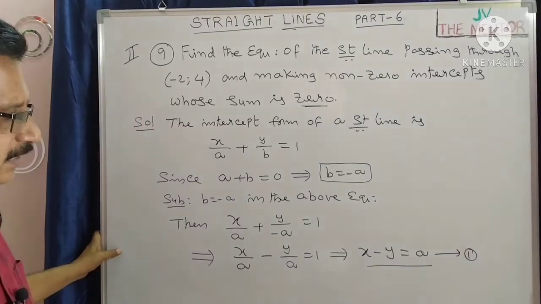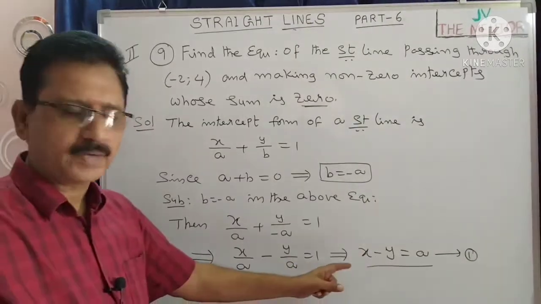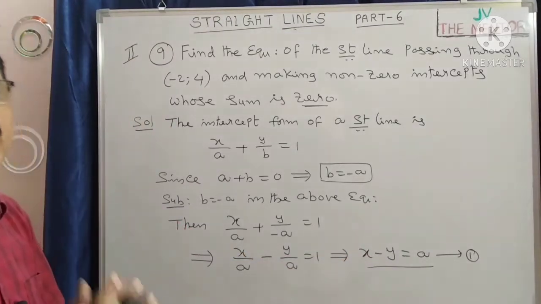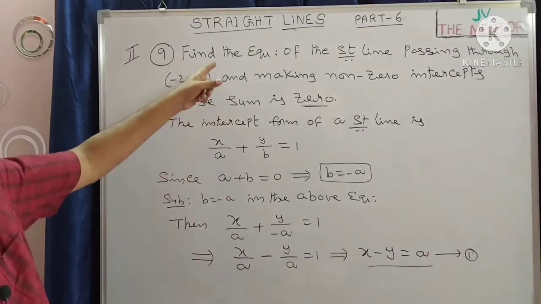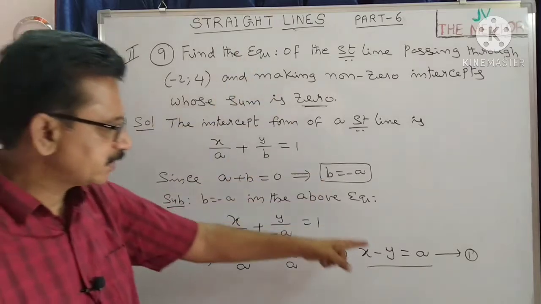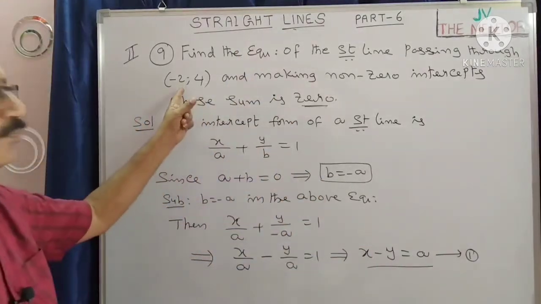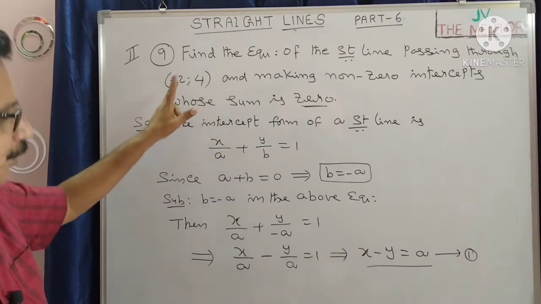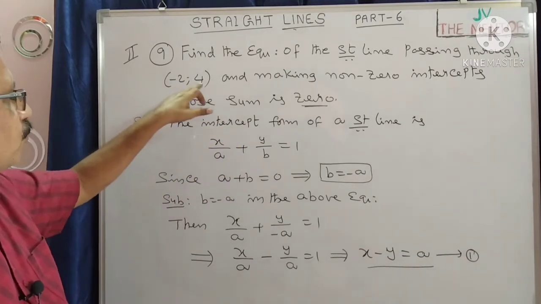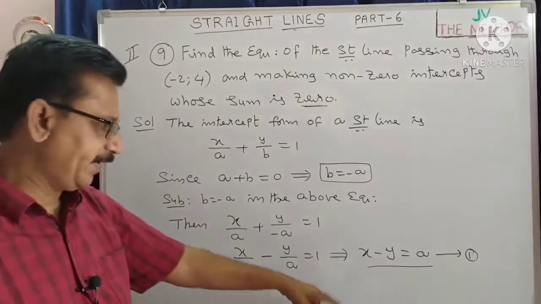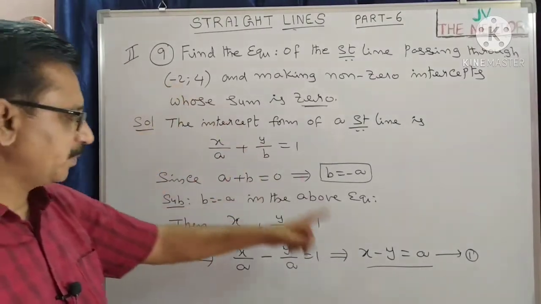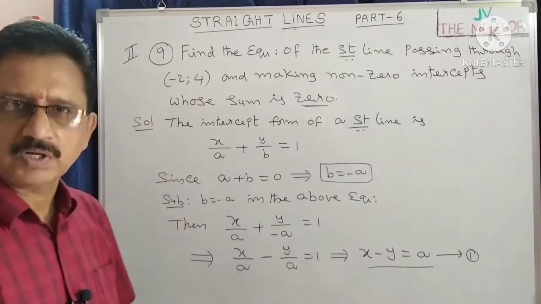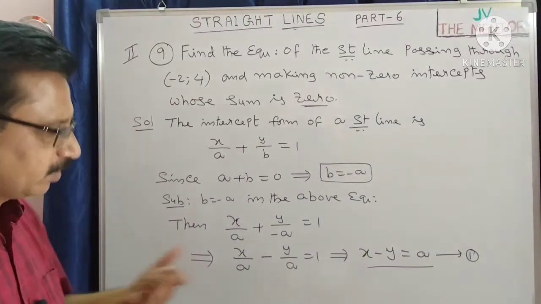Now we will find the value of a and then substitute the value of a in this equation. How to find the value of a? Here from the given condition, this straight line is passing through the point minus 2, 4. Then substitute minus 2, 4 in this equation. That means taking minus 2 in place of x and 4 in place of y in the equation 1. Then we will get the value of a. Okay?